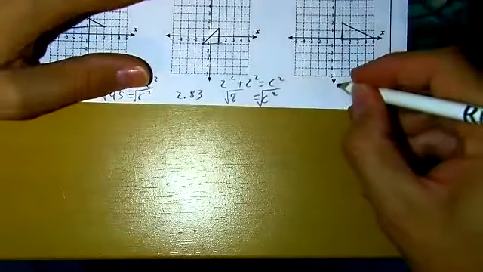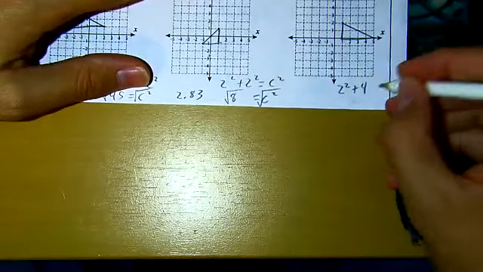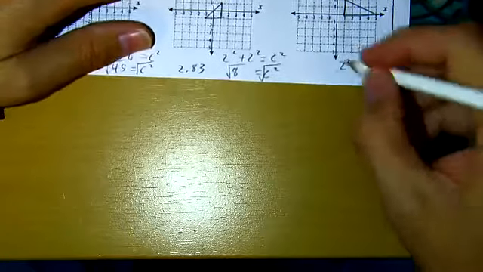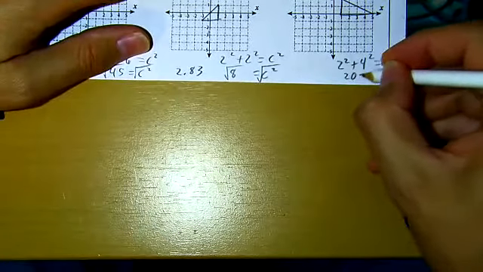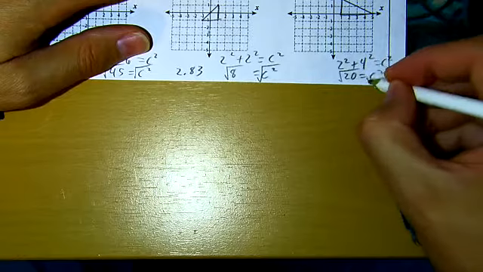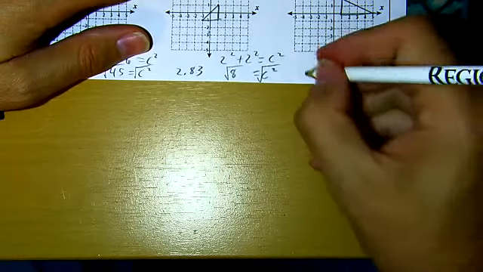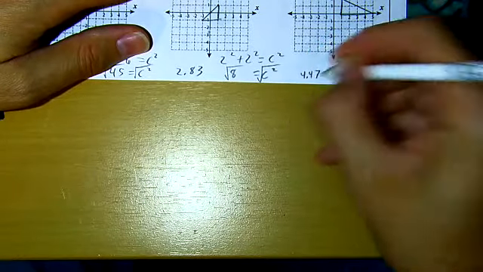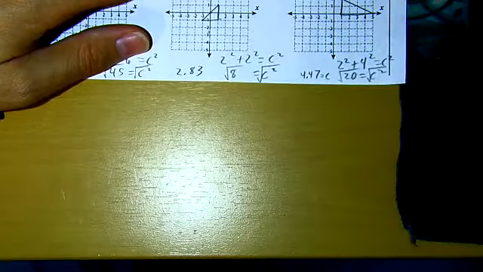This one is 2 by 4, which is 20. Take the square root of 20, you end up with 4.47 as your answer.